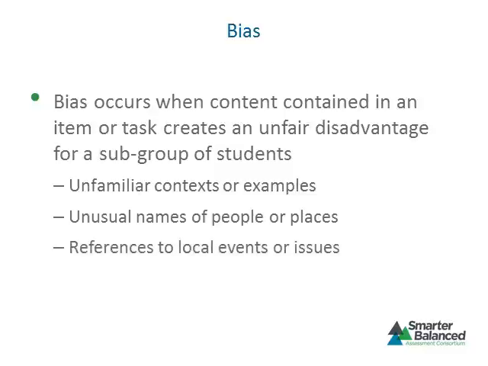Other examples include references to events or issues that may be unfamiliar to subgroups of students, such as a snow day, a state-specific holiday such as Bunker Hill Day, or a localized issue such as the development of a pipeline through a specific region. To reduce bias, a good practice is to refer to names, school-based activities, events, and issues that are likely to be familiar to students across the country.